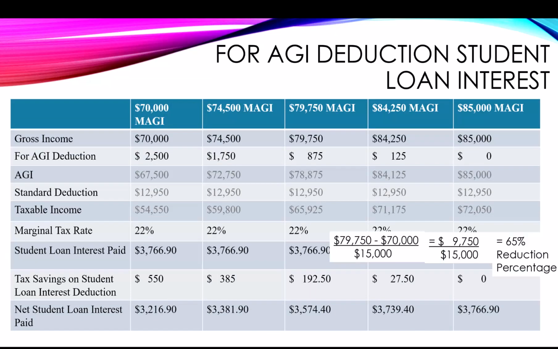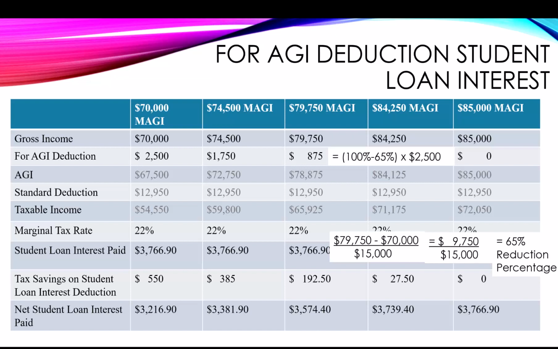We could continue this example. So let's look at the case where he has $79,750 worth of MAGI. Again, we'd subtract out the base of $70,000, divide by the range of $15,000, and find out that he now has a 65% reduction percentage. When we multiply his $2,500 student loan interest deduction by the difference between the 100% allowable and the reduced percentage, we find out that he can now only claim 35% of that $2,500, or $875.